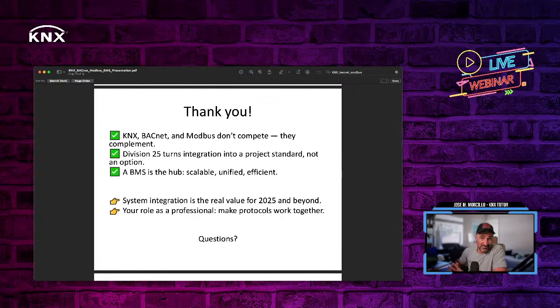Because believe it or not, some protocol or some automation solution is going to be in the project with or without KNX. So that's the good part. I think it's easier. All right, so I have some questions here.